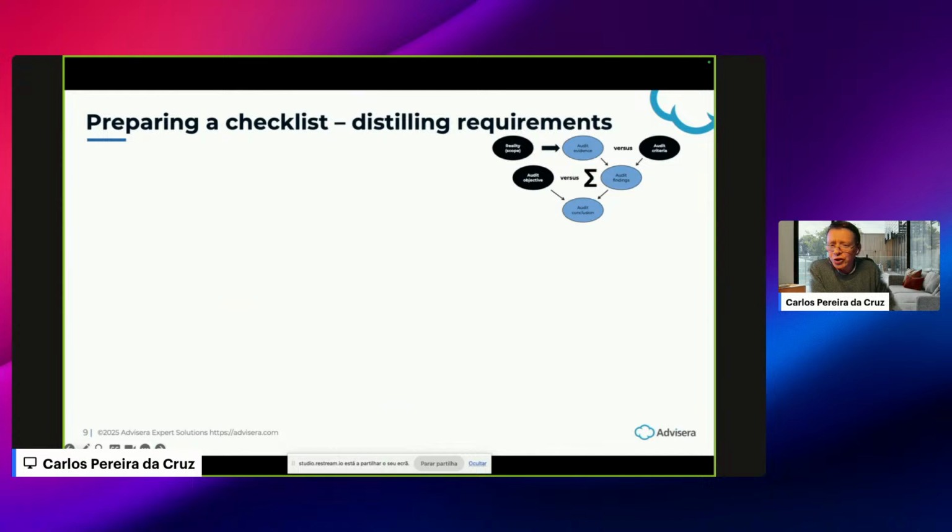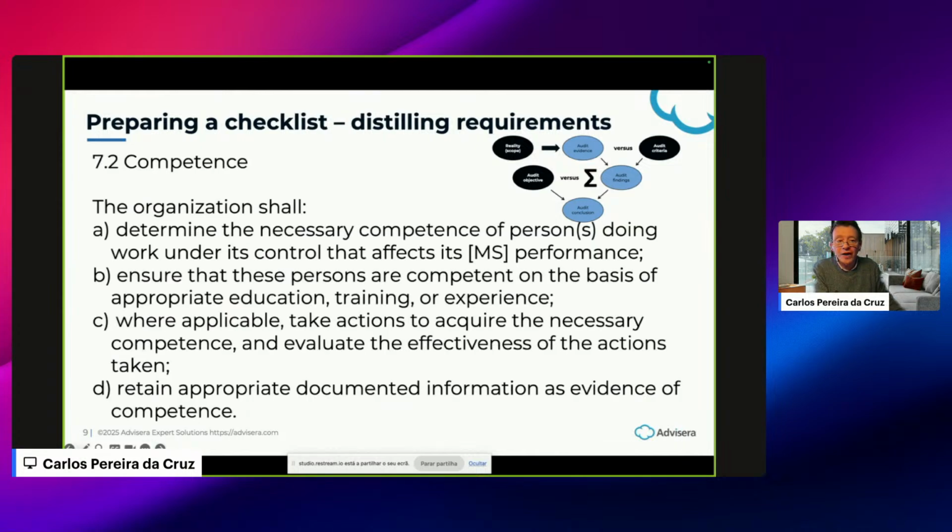So let me show you my technique using clause 7.2 of ISO 27001 or 9001. Just to be clear, this is my way. I don't pretend that this is the best way or the only way. It is just my way. And what you are seeing here for the standard can be applied to a law, a regulation, or an internal procedure.